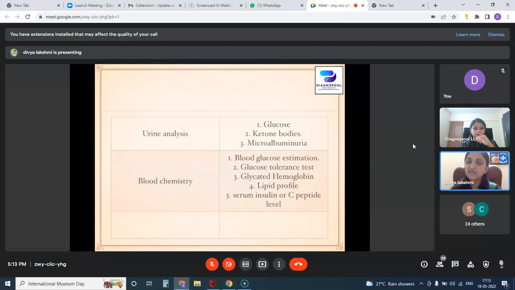So how do we identify the blood sugar? We have different tests. In urine, we can identify glucose, ketone bodies, and microalbuminuria. In blood chemistry, we have blood glucose estimation, glucose tolerance test, glycated hemoglobin, lipid profile, and serum insulin or C-peptide level.